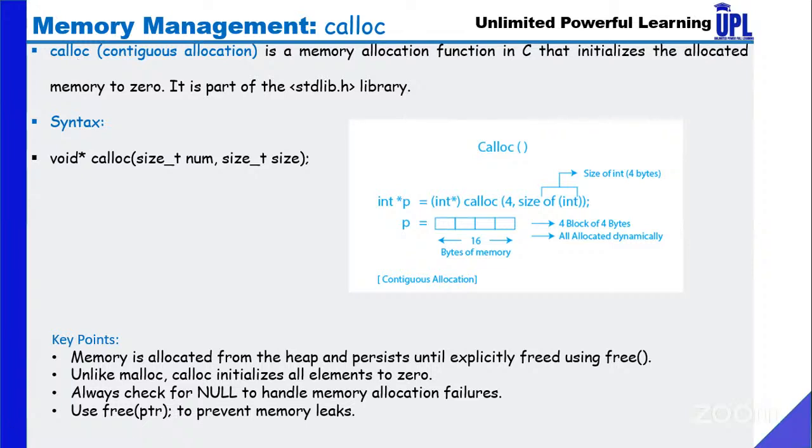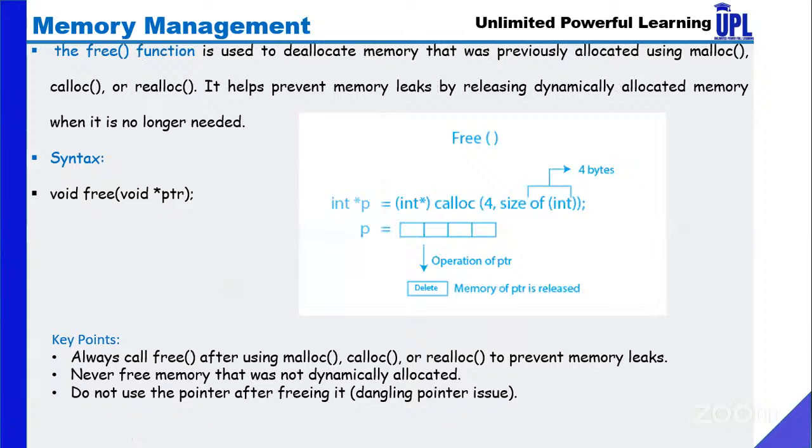So here, void star calloc, size of int, number and size. It accepts 2 arguments. So this is called contiguous allocation. And then finally, free. If you want to free it, you have to use the free function, free of p. That means the memory allocated will no longer be in use for the current program. It can be used by anyone.